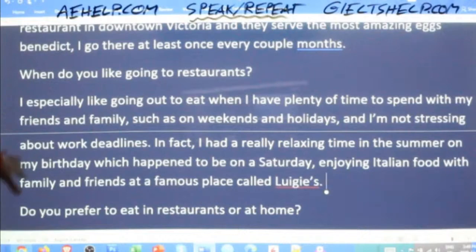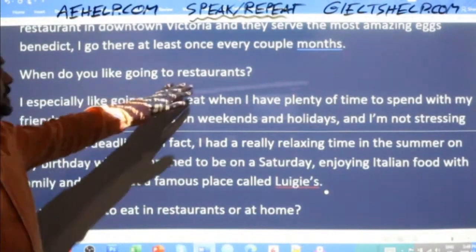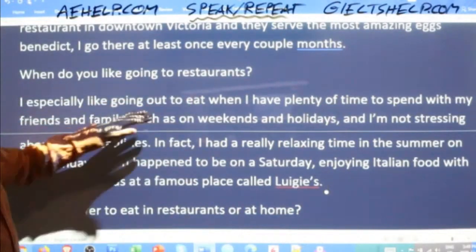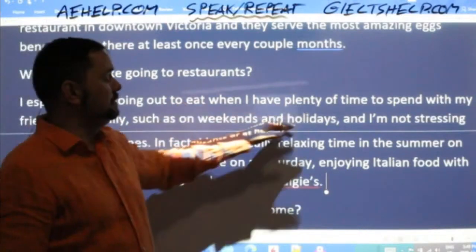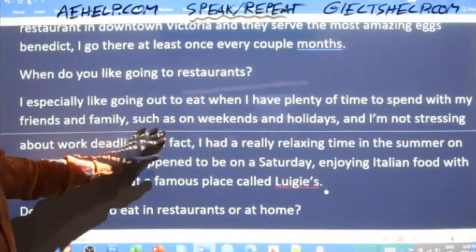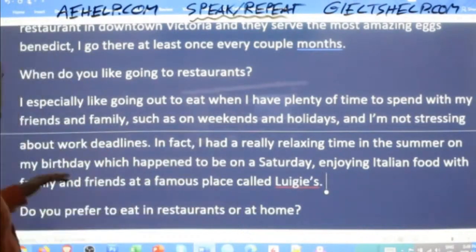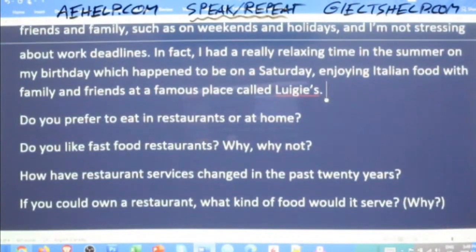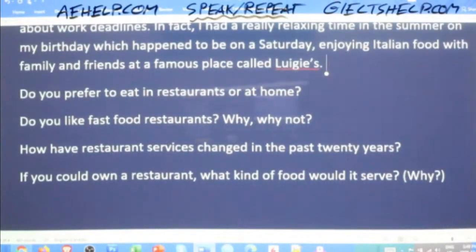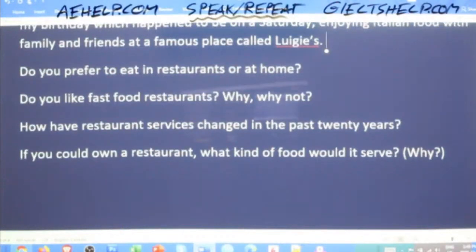So repeat after me. When do you like going to restaurants? I especially like going out to eat when I have plenty of time to spend with friends and family, such as on weekends and holidays, and I'm not stressing about work deadlines. In fact, I had a really relaxing time in the summer on my birthday, which happened to be on a Saturday, enjoying Italian food with family and friends at a famous place called Luigi's. Okay.